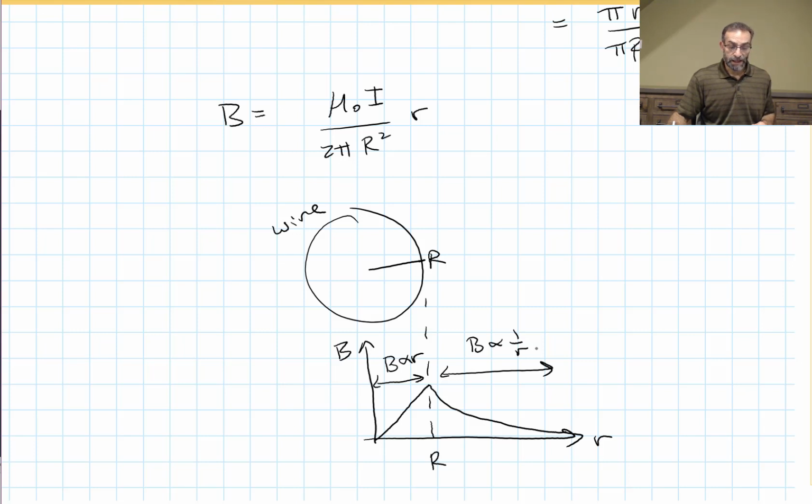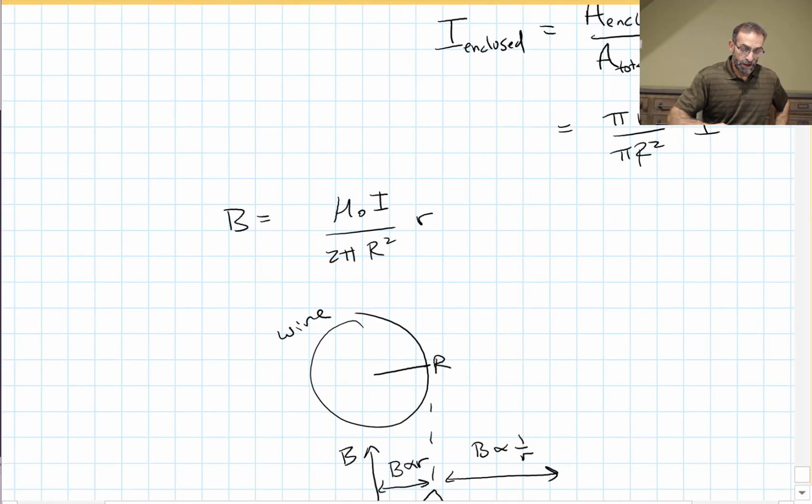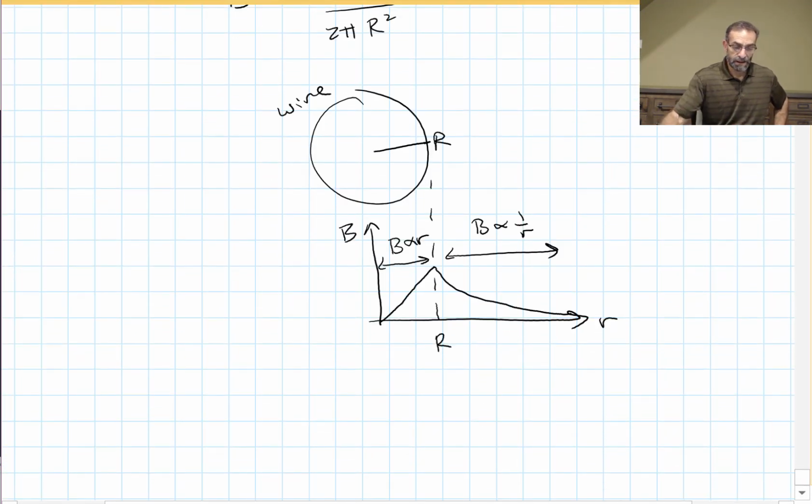All right, that's a good ending point for today. Practice with Biot-Savart Law and Ampere's law, and we will continue with magnetic fields next time.